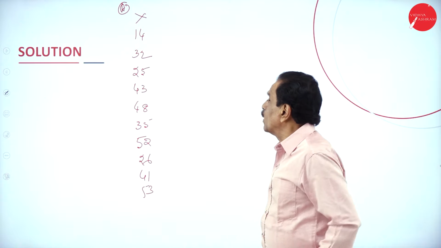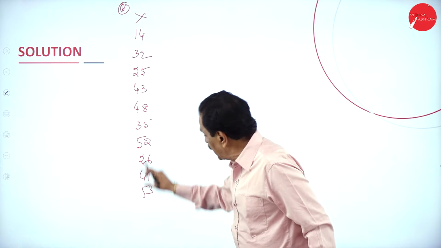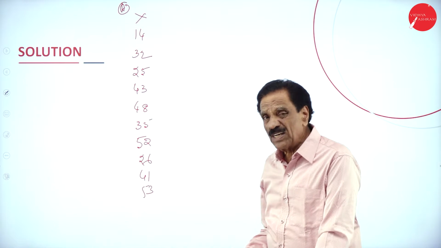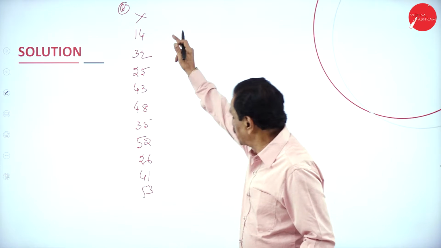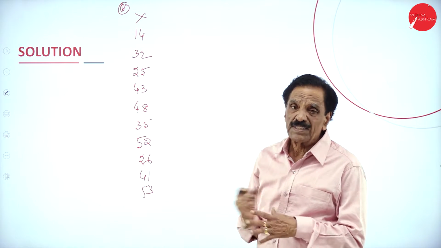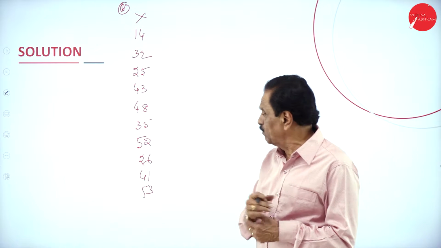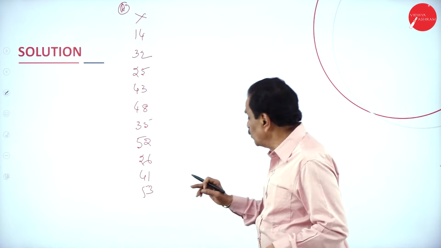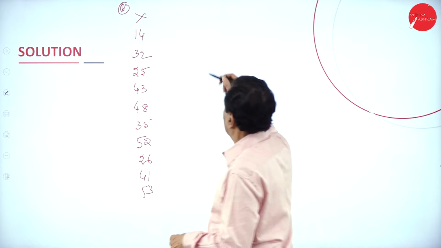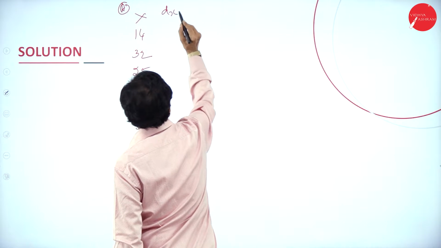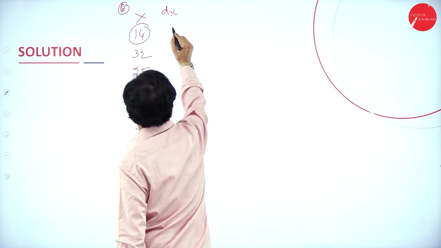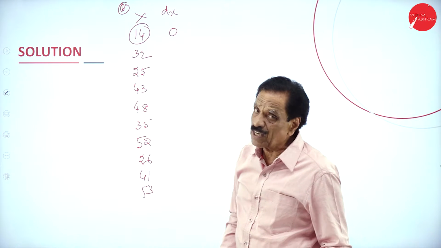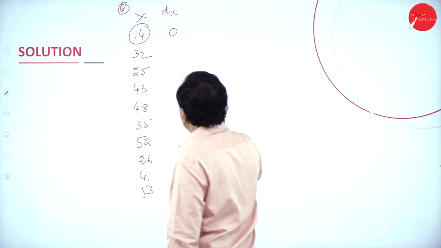So we can do one more thing also. Add the figure, calculate the mean. You can take the deviation from mean also. That way also we can do. But what I am doing now, I took the lowest number as the deviation. Here dx, the lowest number, which is 14, we consider as 0, so that all positive numbers will come, bringing out the difference.